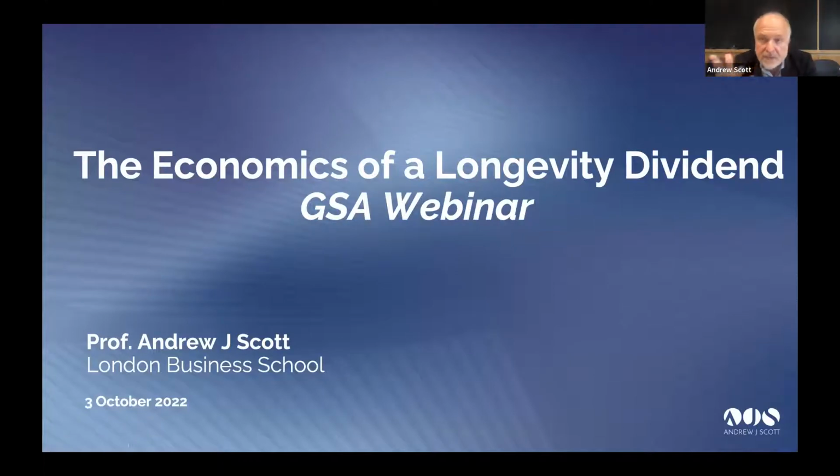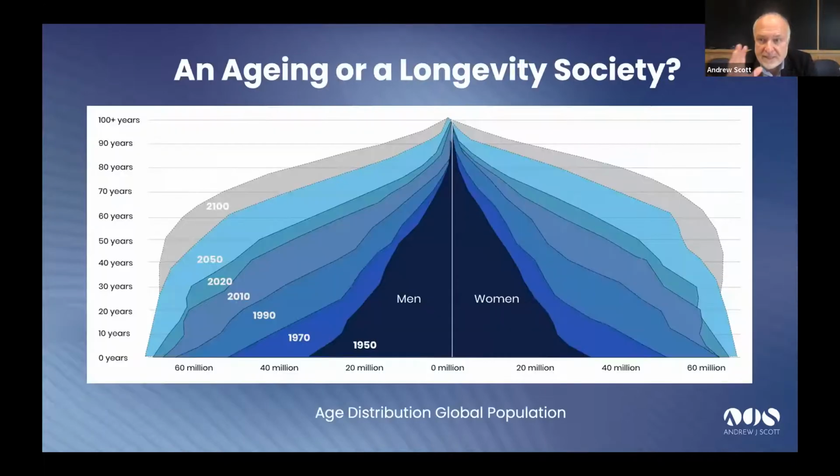So the title, The Economics of a Longevity Dividend, is taken from a research grant I have in the UK called Investigating the Economics of a Longevity Dividend. And I guess if I can just begin with what got me into this topic as a macroeconomist. Most of my career has been spent focusing on interest rates and fiscal policy and business cycles, all the stuff we're reading about in the newspapers today. But to be honest, I got bored with that, and I've always been interested in bigger trends.